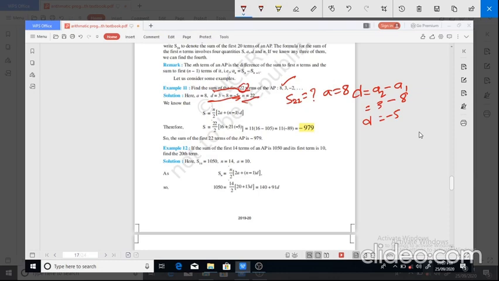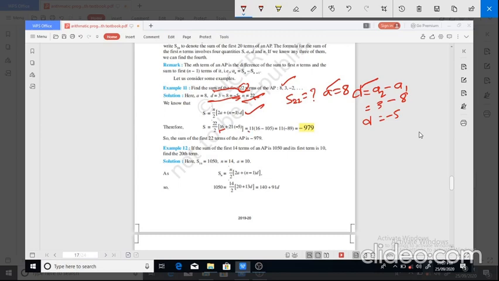Put the A, D and N values in this formula. What is the formula? S equals N by 2 into 2A plus N minus 1 into D. N is 22, so put 22 here. A is 8, so 8 into 2 is 16. N minus 1 is 22 minus 1, equal to 21. The D value is minus 5, so put minus 5 here.